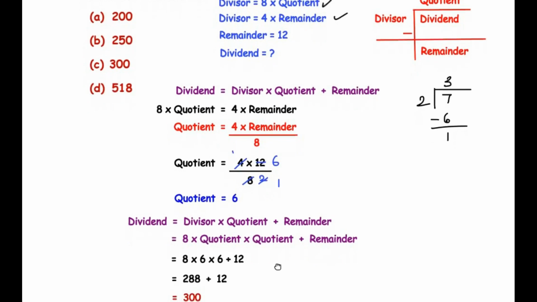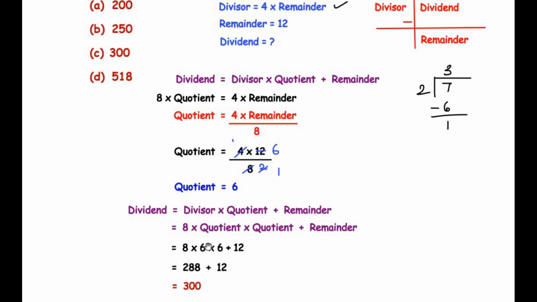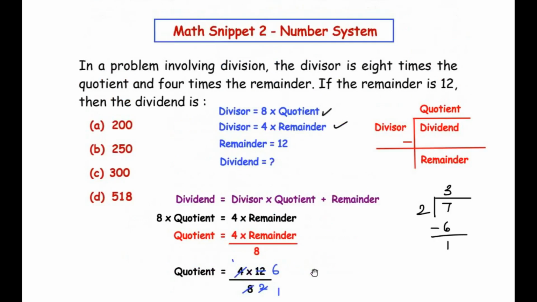So here we get 8 times the quotient value, which is 6, times 6, plus the remainder value, which is 12. So 8 times 6 gives us 48, plus 12, and adding these two will give us the value of dividend as 60. So let us see if the answer is in the options above. So here our dividend is going to be 300.